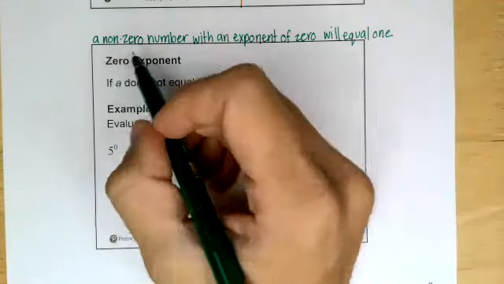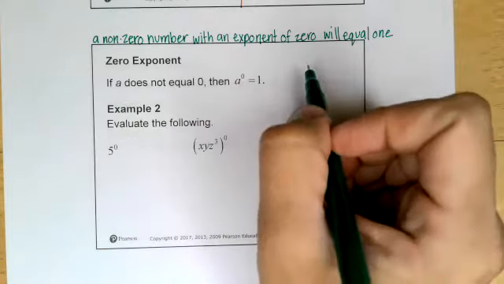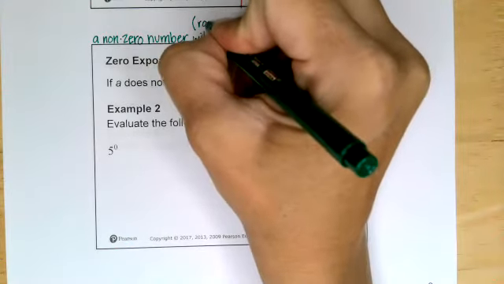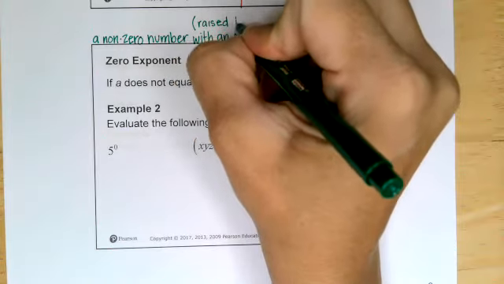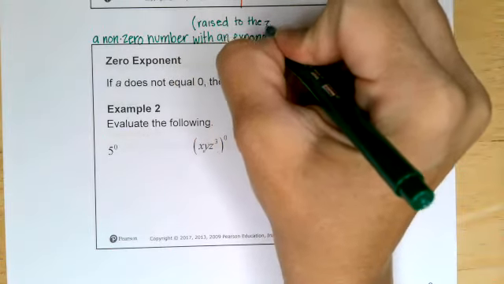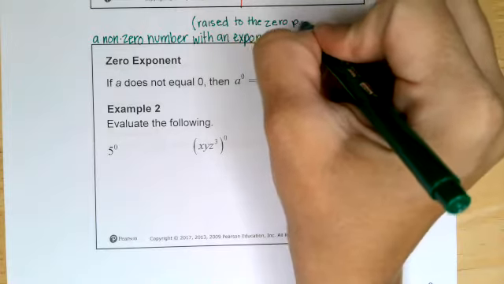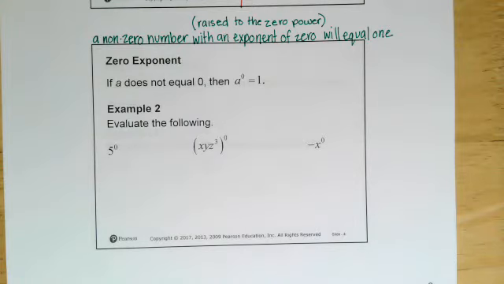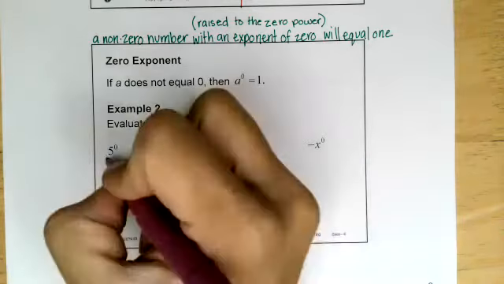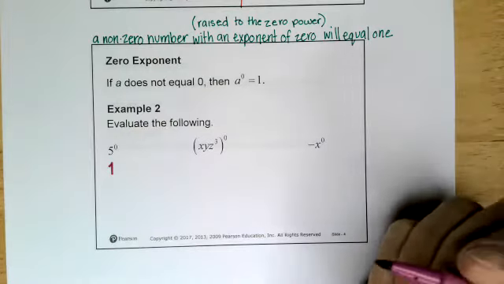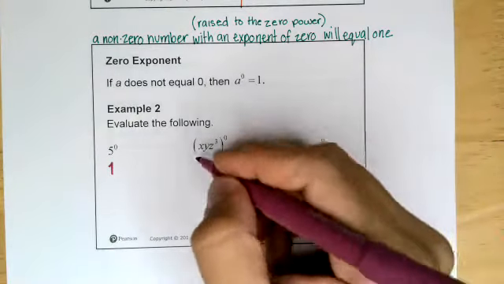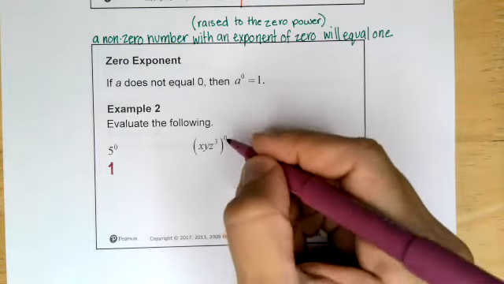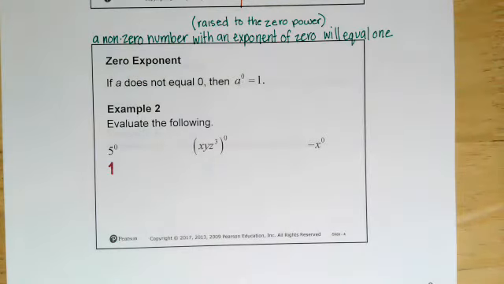I would also say it as a non-zero number raised to the 0 power. You might hear that. Raised to the 0 power is the same way of saying with an exponent of 0. Raised to the 0 power means with an exponent of 0 will equal 1. Okay, so 5 to the 0 power is just 1. It does not matter what any of these are. If we raise them all to 0, it'll be 1.